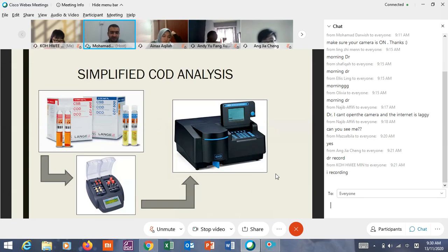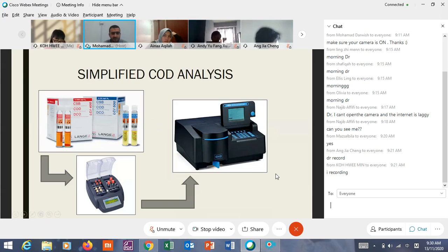So this is the simplified COD analysis, and that's actually what we do in the lab. We don't go for the conventional one, we use the simplified one. The simplified one is simply you have this reagent, a light yellow reagent here. When we add the wastewater to it, it will be converted to a greenish color. That means an oxidation process is taking place.